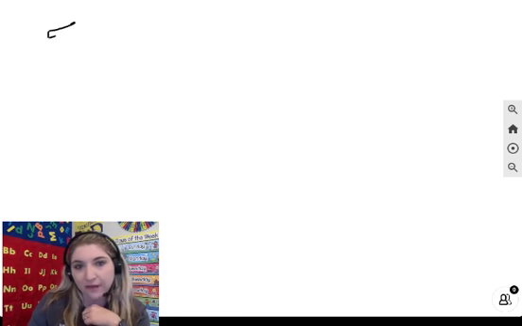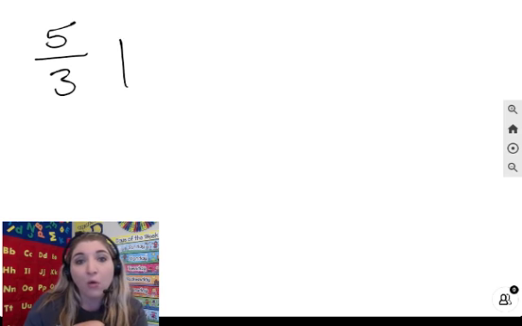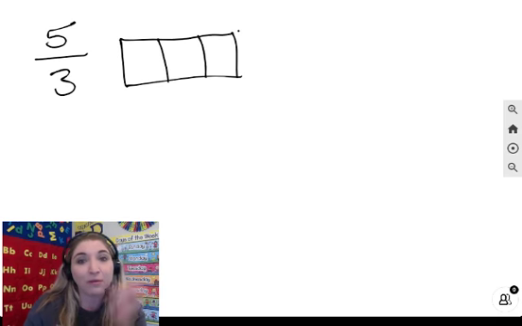Let's say 5/3. All right, with using 5/3, we know my whole has to have 3 parts because that's what my denominator says. So there are my 3 parts to make my whole. So if I was to shade that in, 1, 2, 3.